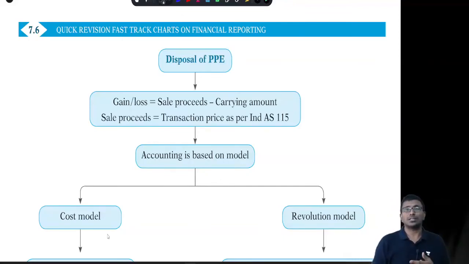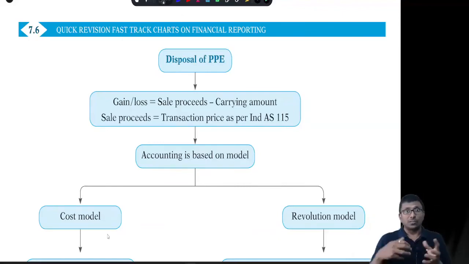Or when there are no future economic benefits from the asset. The asset is physically there, sir, but no benefits to me. Then also remove it from the books of account. Under that circumstance, you are supposed to calculate gain or loss from the de-recognition. How do you calculate? Very simple. Sale proceeds minus book value or carrying amount, both are one and the same. That profit or loss should always be transferred to P&L.